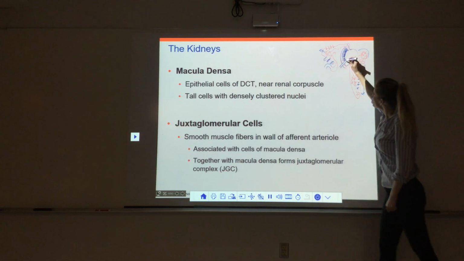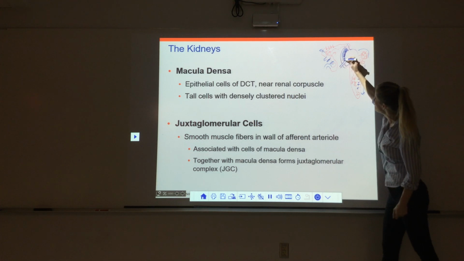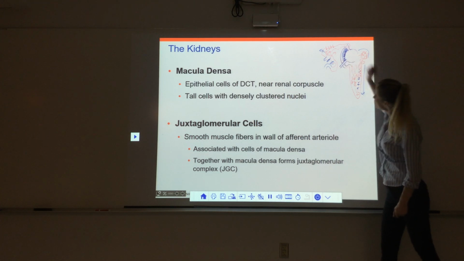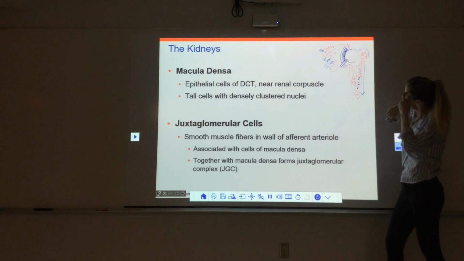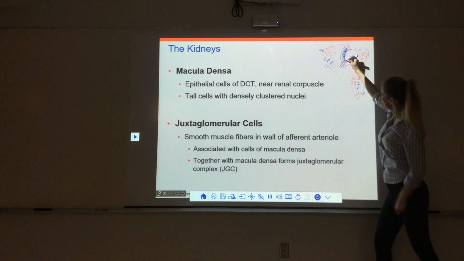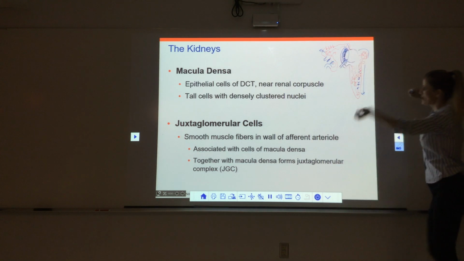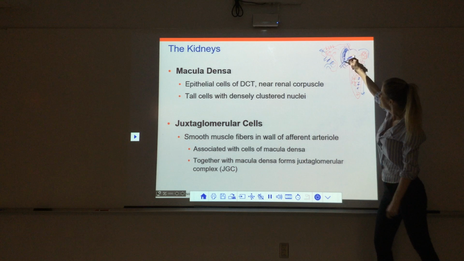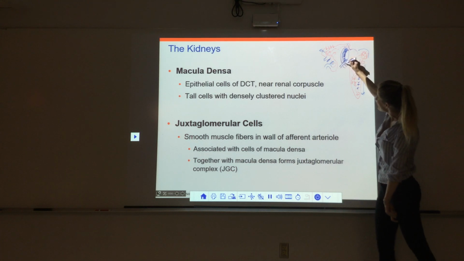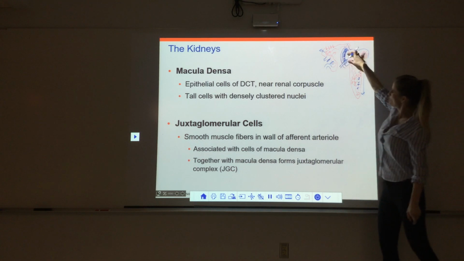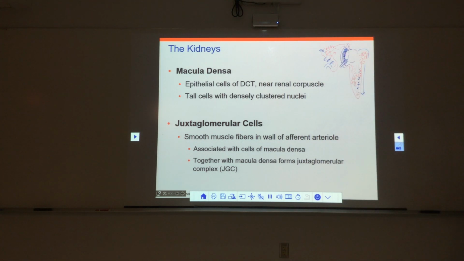Then we see that over here, in conjunction with the smooth muscle cells that line this afferent arteriole, this is the one that brings blood in, those cells are called juxtaglomerular cells. And then this whole area together, the cells of the macula densa, and then these juxtaglomerular cells around the afferent arteriole, those together are called the juxtaglomerular complex. Again, different parts release different things, but everything's related to controlling glomerular filtration.